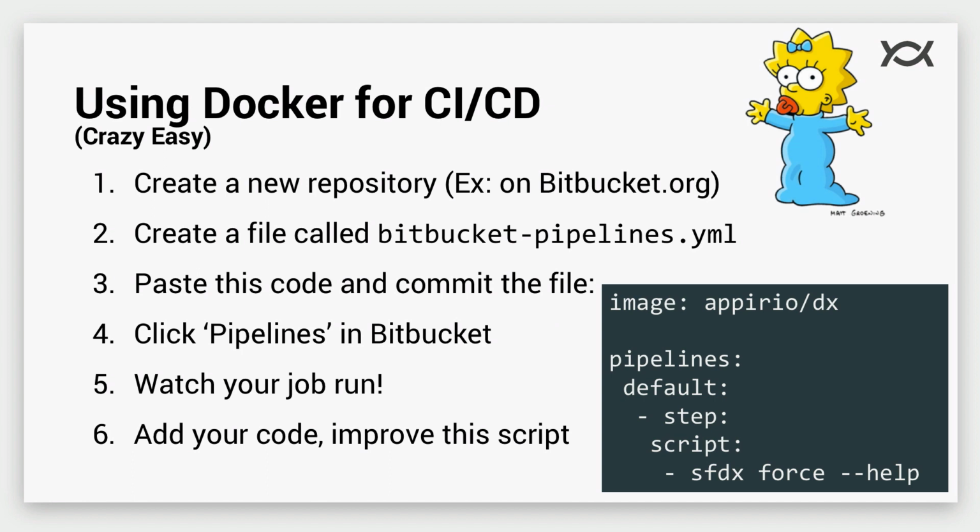Okay, how do you use Docker for CI/CD? Crazy easy. Six steps, and I'll demo this at the end. First of all, create a new code repository, for example, on bitbucket.org. Second of all, create a file called bitbucket-pipelines.yml.